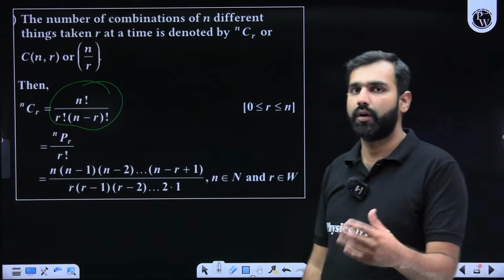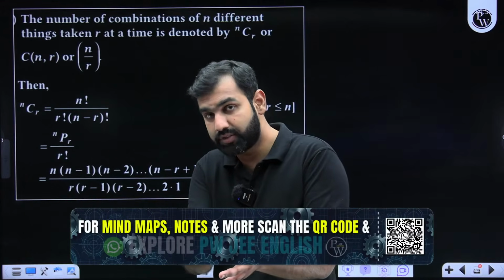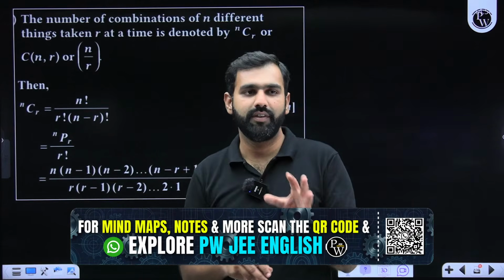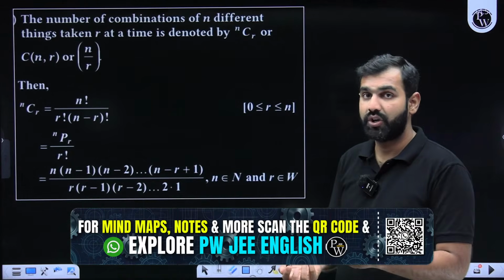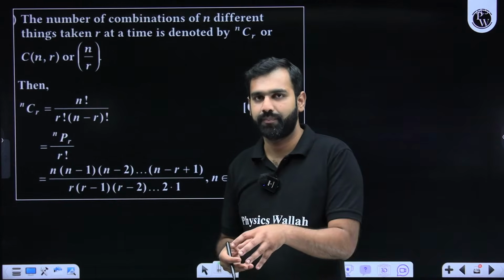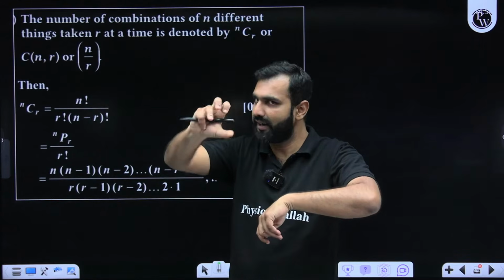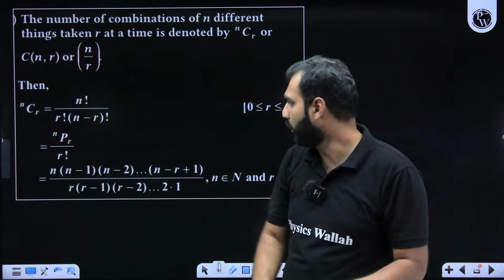But what does it mean? It means selection of R objects out of N objects. It's not an arrangement here. So if it is simply a selection, then you say that NCR needs to be done. So every permutation is a selection first. So NPR is always NCR into R factorial. So you select first and then you arrange. That is permutation. I hope you got my point.